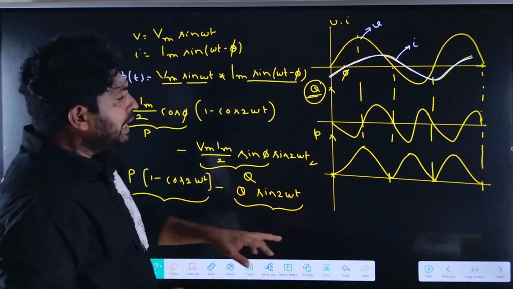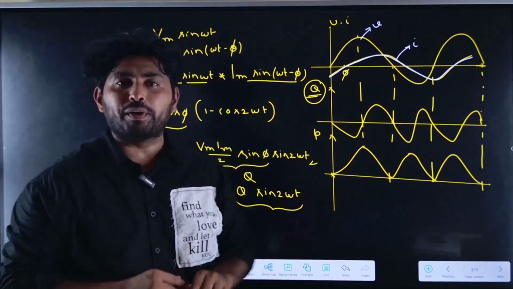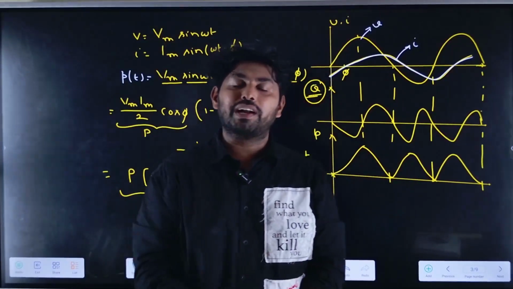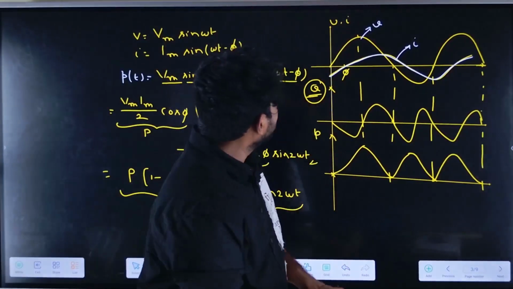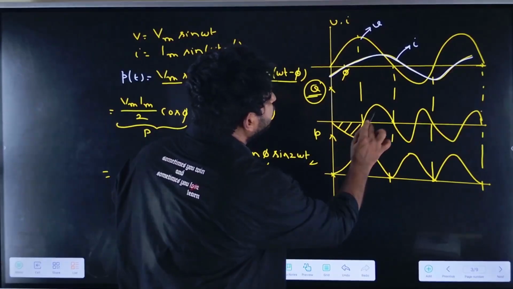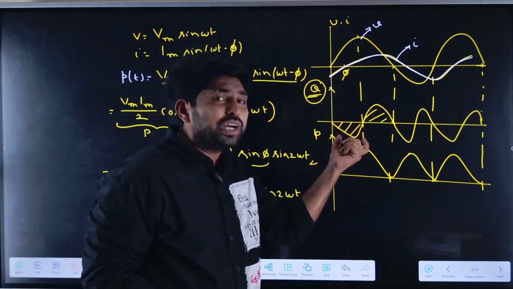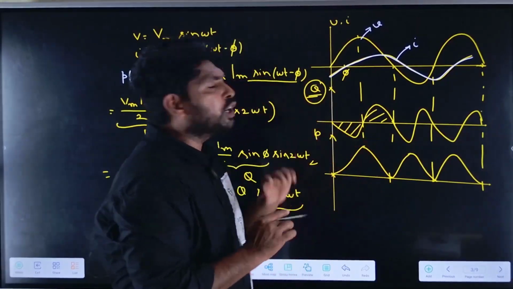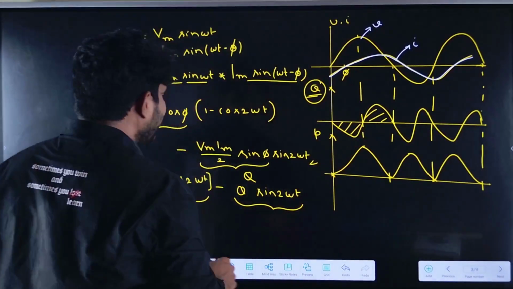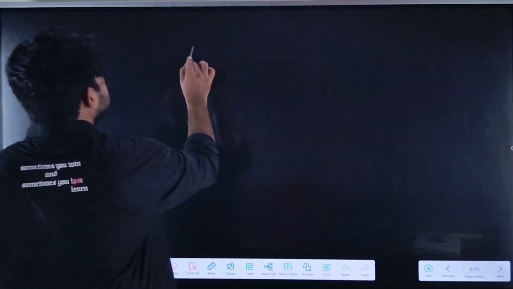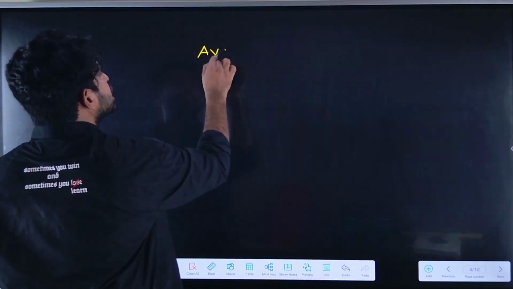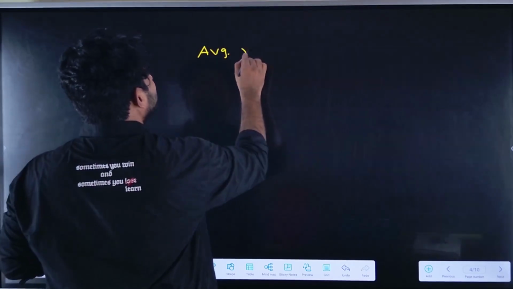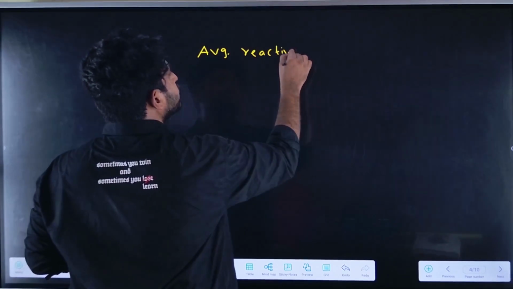For example, if I want to find the average reactive power from this waveform, let us find it. Here, if I find for one cycle, the positive area is equal to the negative area. If I find the total area in one cycle, it would be 0. The average reactive power is 0.